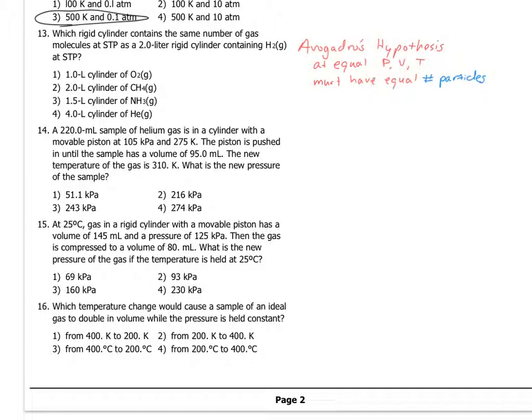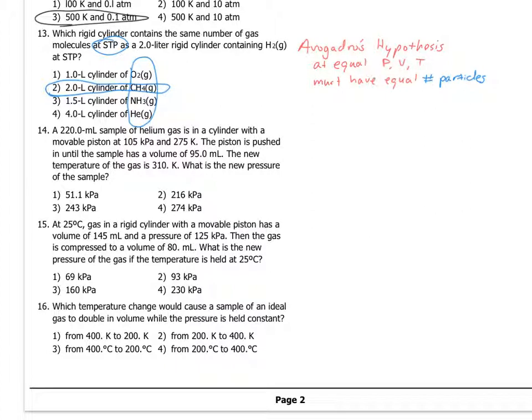So if I apply that hypothesis to this question, I can see that a 2-liter cylinder of hydrogen would have the same number of gas molecules, assuming that our standard temperature and pressure is in place, as an equal volume of another gas. So while we have 4 different gases listed, the identity of the gas doesn't matter. It's only the volume of the gas that matters, which is why choice 2 is the answer. We have a 2-liter cylinder of methane.